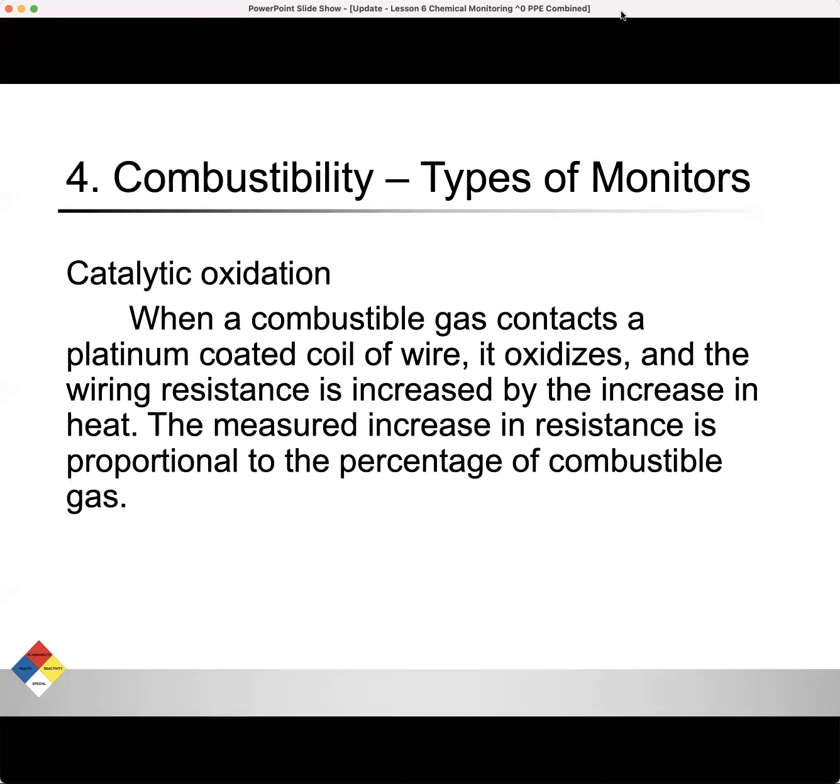Next, we monitor for combustibles. They use a process called catalytic oxidation. How's this work? When a combustible gas contacts a platinum-coated coil of wire inside the sensor, it oxidizes, and the wiring resistance is increased by the increase in heat. The measured increase in resistance is proportional to the percentage of combustible gas. So we have to have oxygen in order for it to oxidize and get that measured increase in resistance in that wire.